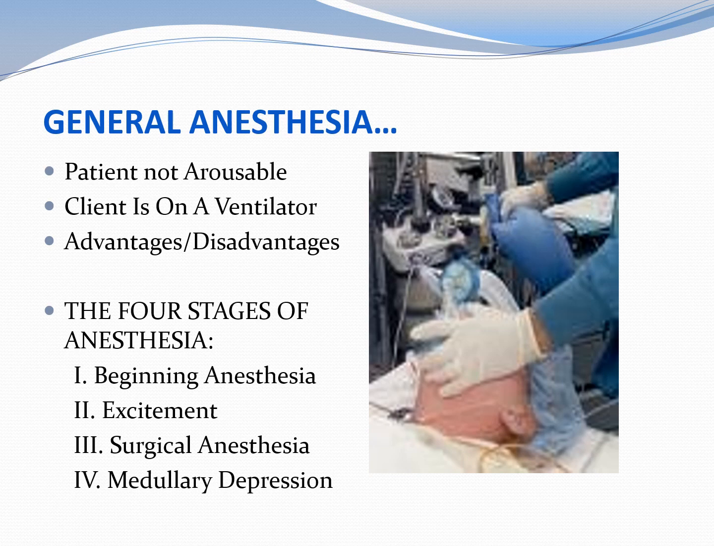In general anesthesia, the patient is not arousable and the client is on a ventilator. For lecture, I'd like you to think about some of the advantages and disadvantages for us to discuss about general anesthesia. General anesthesia is a state of narcosis or severe central nervous system depression produced by pharmacological agents, analgesia, relaxation, and reflex loss. There are 4 stages.